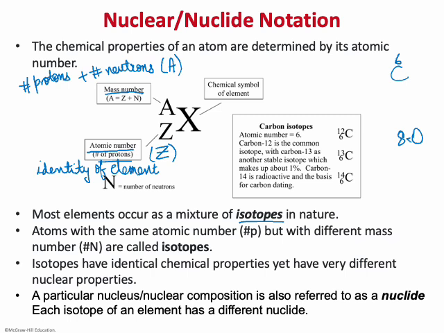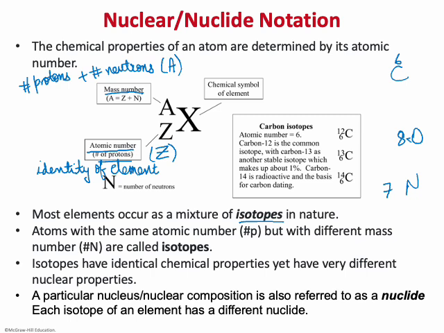And what is this number? This is the number of protons. So carbon always has 6 protons, oxygen would have 8 protons, nitrogen would have 7 protons. And where do you get this number from? From the periodic table. As long as you know the identity of the element, you can find its atomic number.